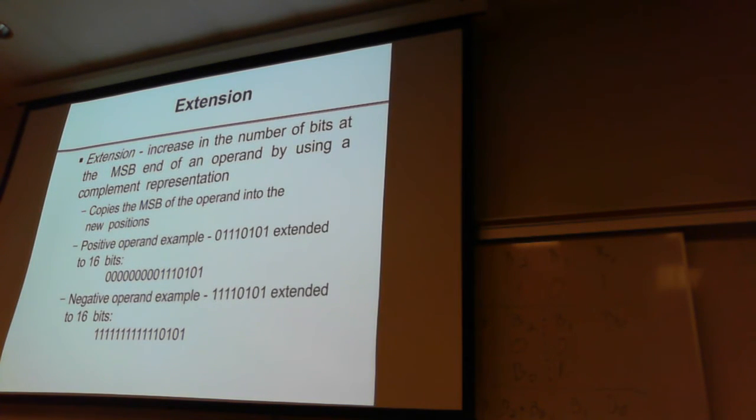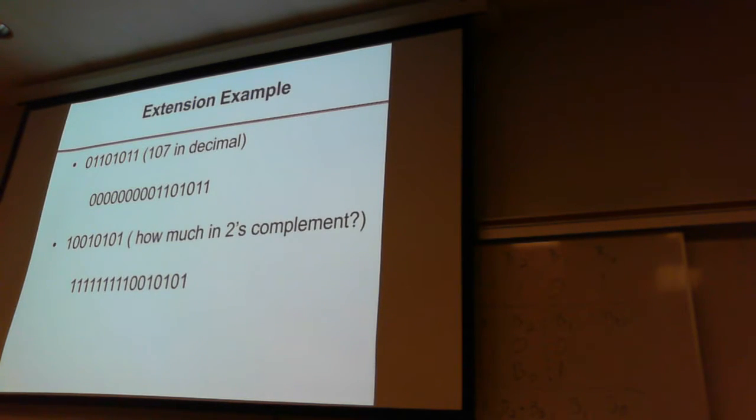Why would I do that? Typically, I would do that with floating point operations. If I need to convert an integer into a floating point number, I typically will do extensions to make that happen. There's an example 107. There's this calculation for two's complement. And that finishes up chapter 3.